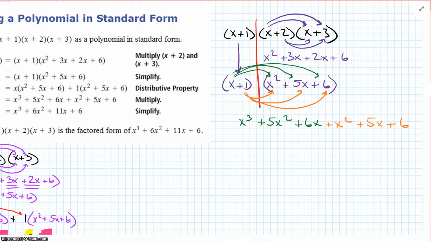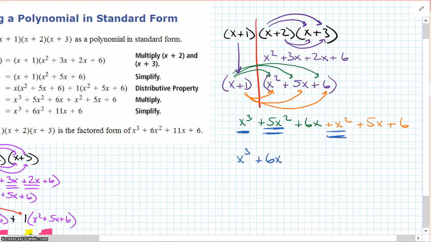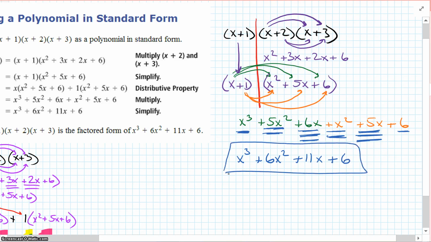So now we're going to sum like terms. Okay, x cubed, it's by itself, so x cubed. 5x squared and x squared, so that's going to be 6x squared. We have positive 6x and a positive 5x, so that's going to be 11x. And then the 6 is by itself. So there we go. We put this in standard form. All right, it's a cubic because the highest term is third degree. Polynomial, 4 terms. And I'm just putting that out there just so you can see how it all ties in together.